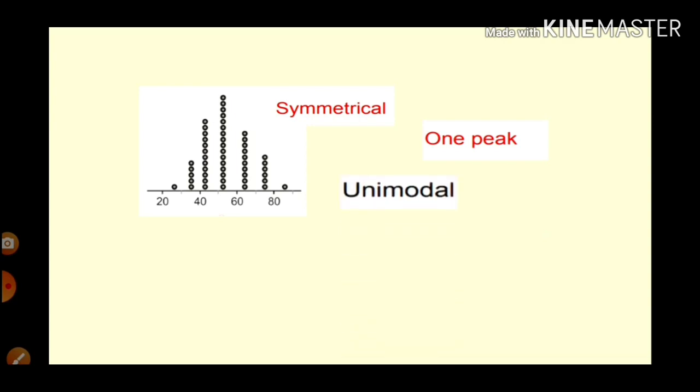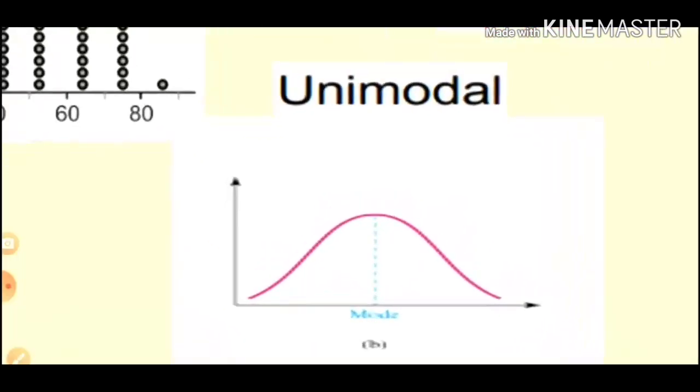So if it has only one peak, it's called unimodal. Here's a stats term: unimodal, symmetric. Symmetrical means left and right are fairly equal. Unimodal means having one peak. There you go. If you put a very thick blanket on top of that dot plot data, it will look like this.